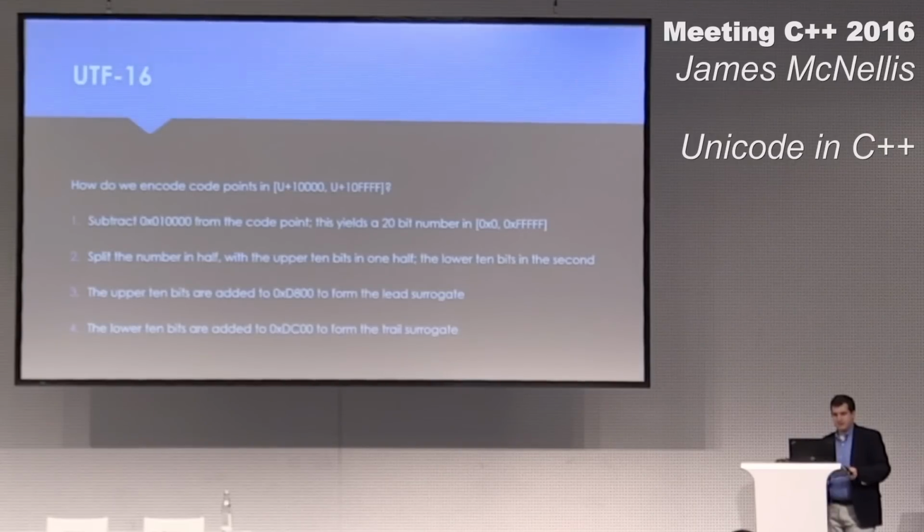So we take the code point and we subtract this base value from it, which will give us a 20-bit number between 0 and 0xFFFFF. We split the number in half, so we've got 20 bits: 10 bits in one half and 10 bits in the other half. The upper 10 bits are added to D800 to form the lead surrogate, and then the lower 10 bits are added to DC00 to form the trail surrogate.